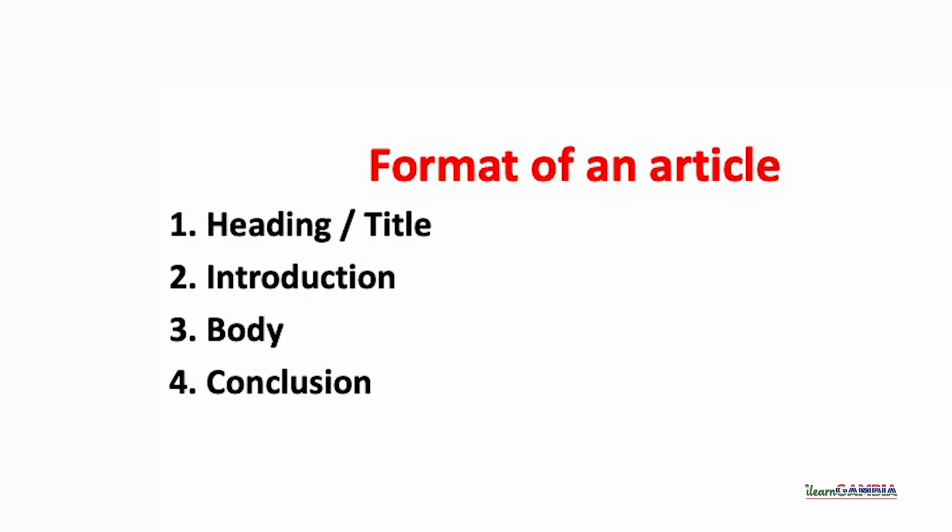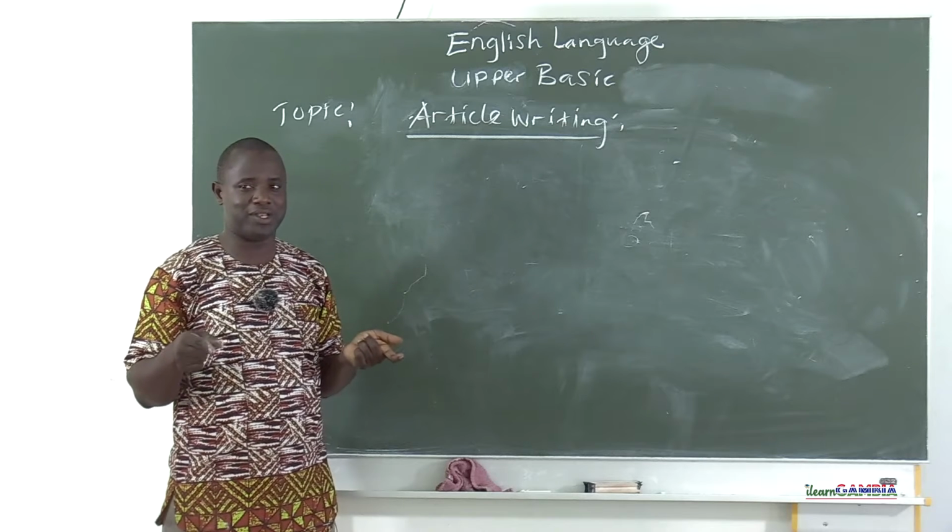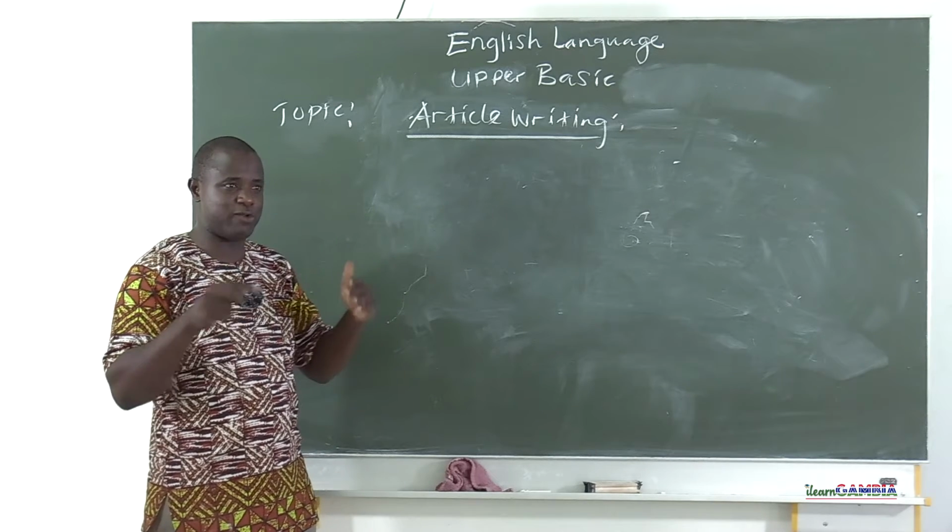Good. So, the format of an article. If you want to write an article, you need what we call a heading. Every article requires a title. You must have your title, introduction, the body, and the conclusion. Now, after the heading, you need an introduction. What is the introduction? What is the body? And what is the conclusion? Let's move on to the next slide and we see.